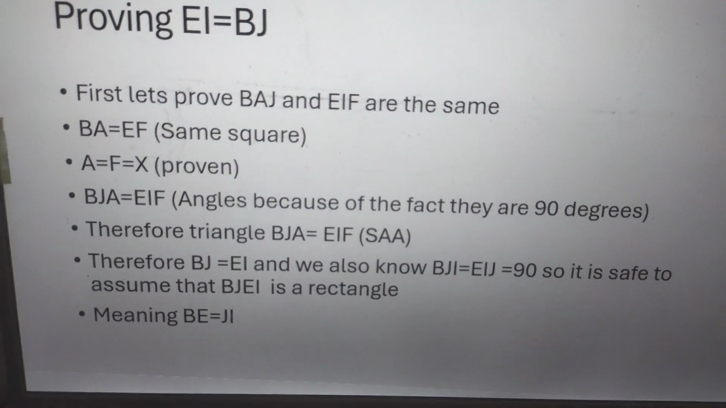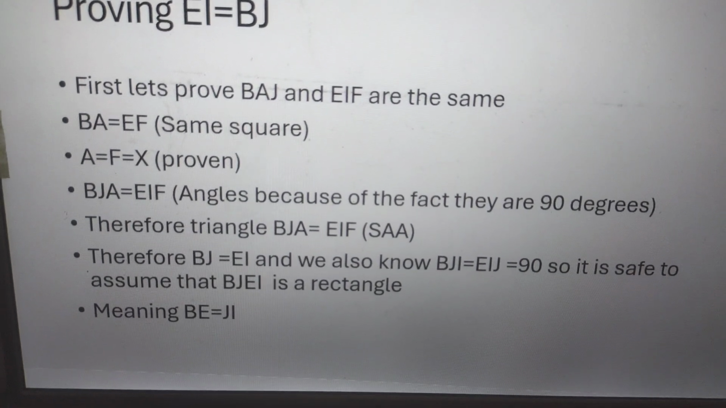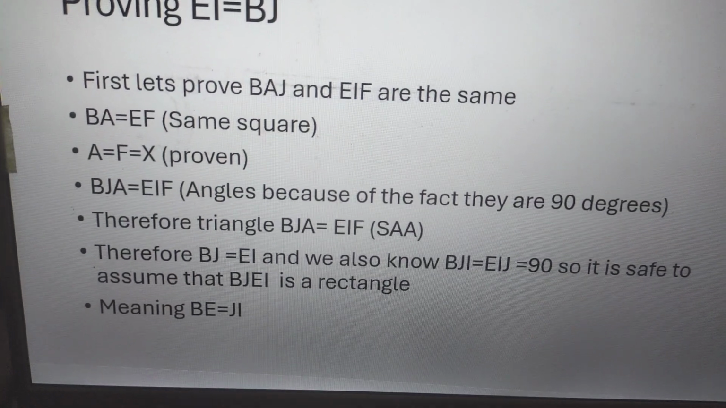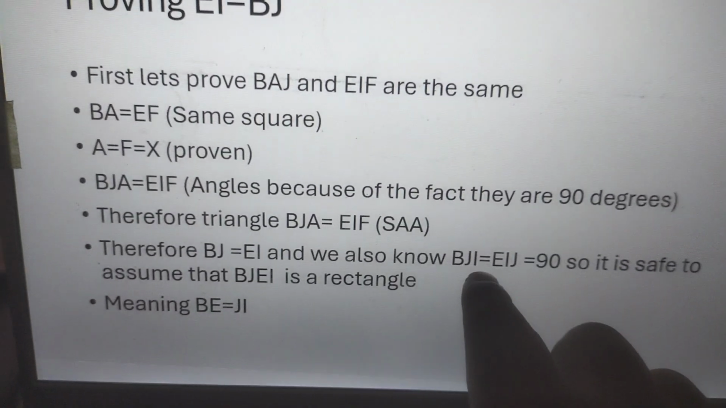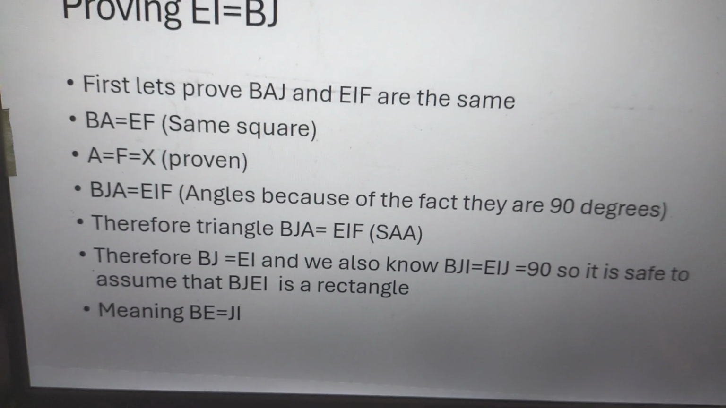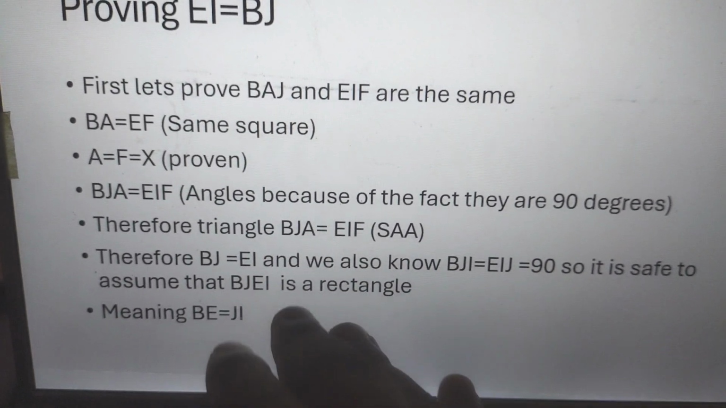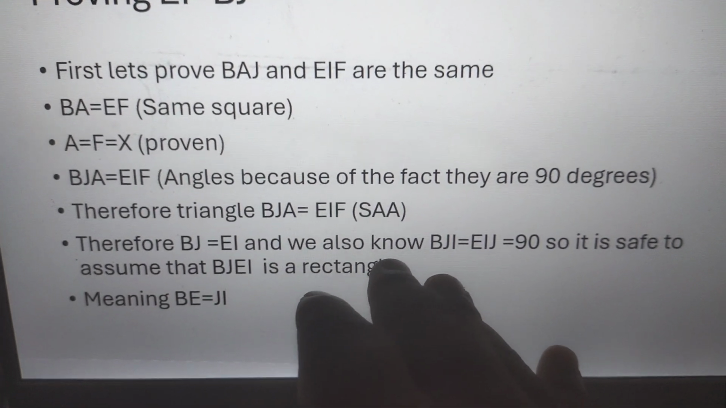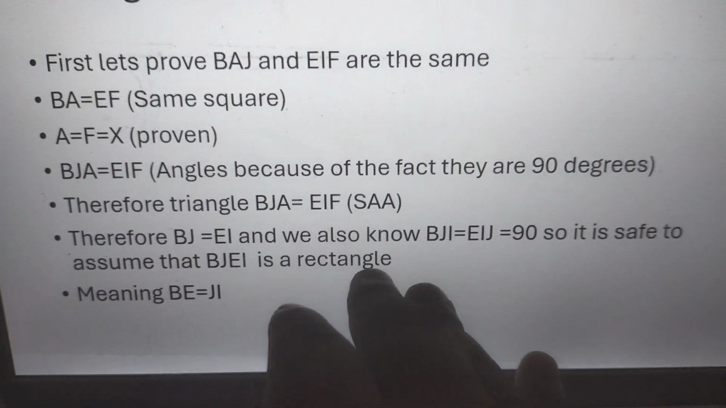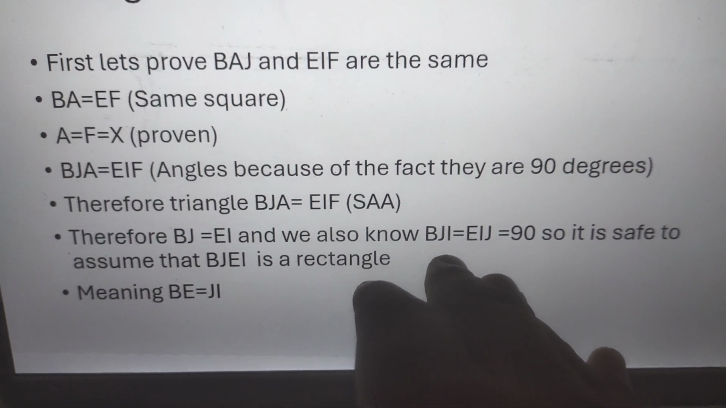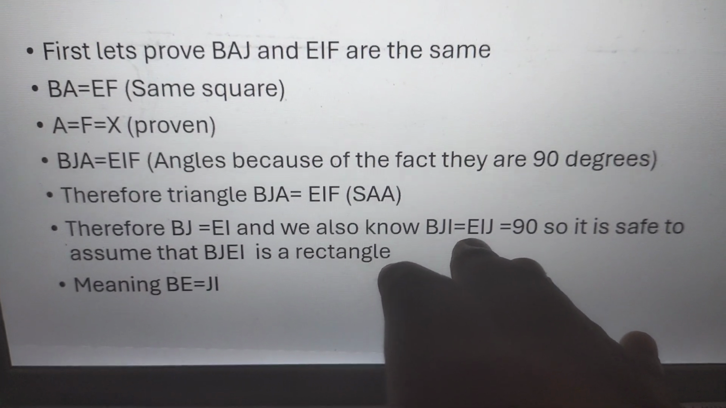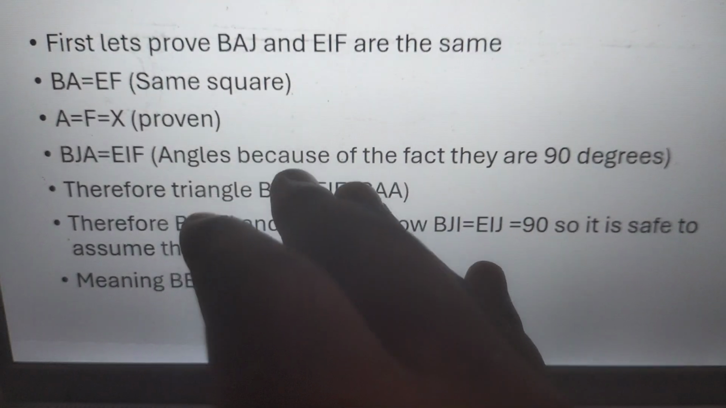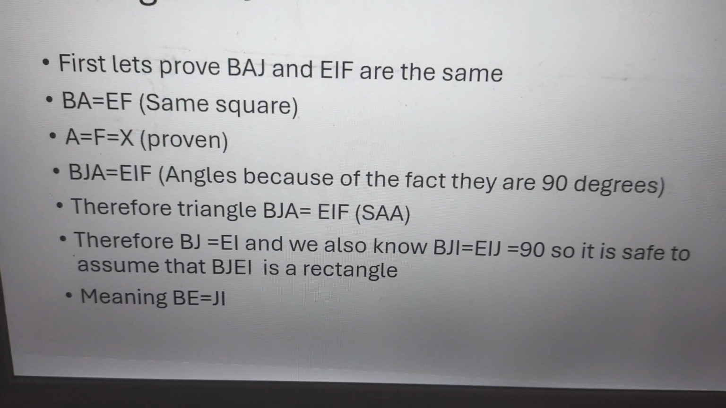Because we need to prove that the lengths are the same. How? We're going to first prove that the triangles BAG and EFG are the same, since it's the same square, proven. Then through side angle, we get that BJA is equal to EIF. Therefore, BJ is equal to EI, and we also have BJI equals AIJ equals 90 degrees. So it's safe to assume that BJIE is a rectangle, meaning BE equals JI.